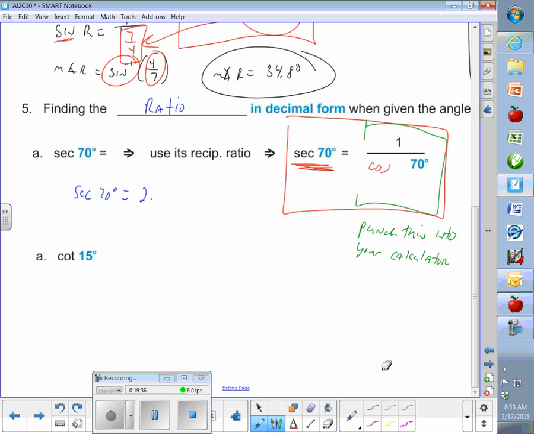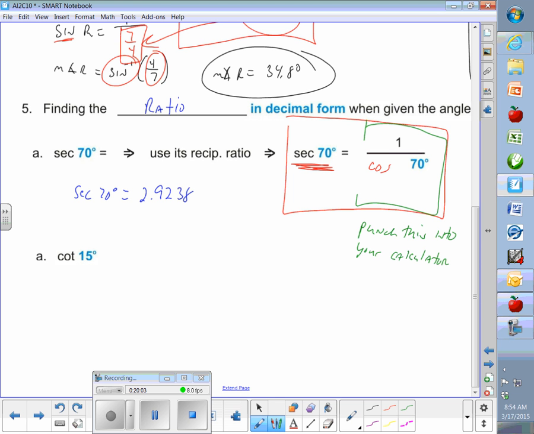And you've got to keep track of what you're finding. You're not finding an angle, you're finding a ratio. You have to keep track of that. Ratio is a fraction. This ratio, listen now, is the hypotenuse divided by the adjacent side. And we're getting a decimal round off of 2.9238, because we do ratios to 4 decimal places.